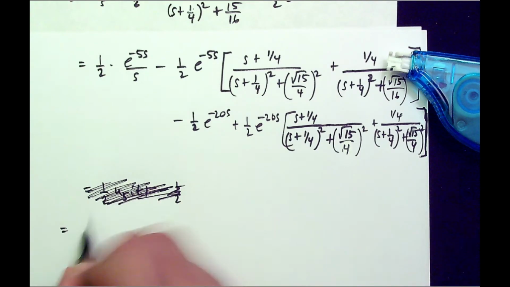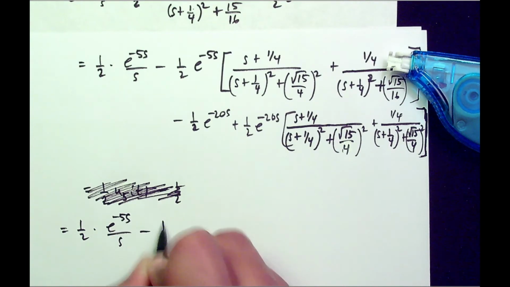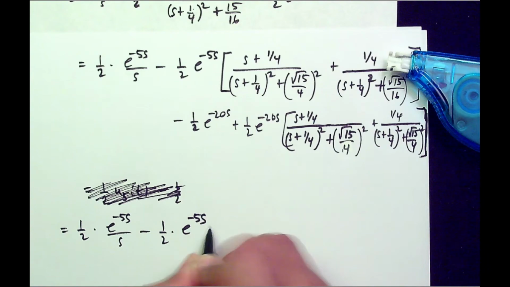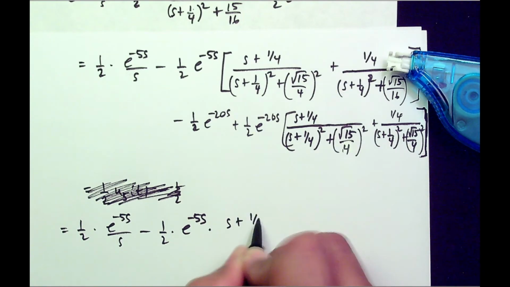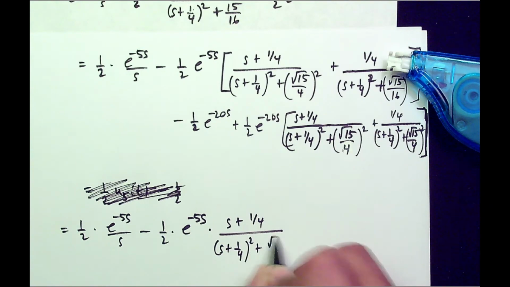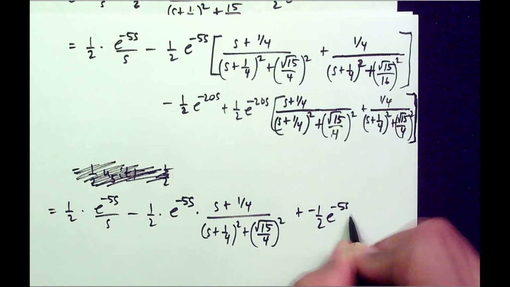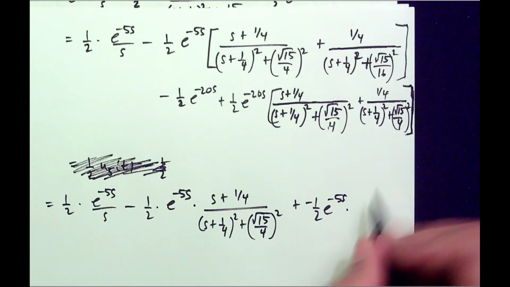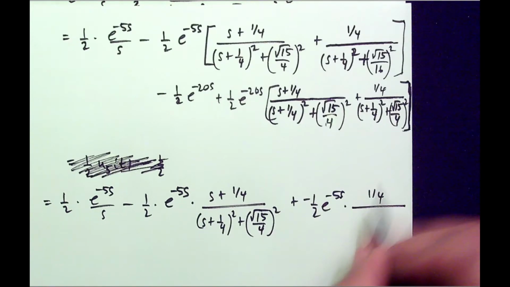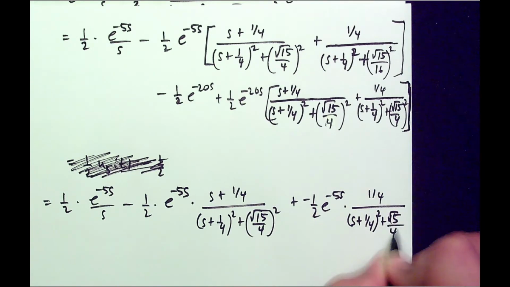It's hard to keep track of so much. So this is e to the negative 5s over s minus 1 half e to the negative 5s times (s plus a quarter), all that over (s plus 1 quarter) squared plus (square root of 15 over 4) squared plus, distributing, you're going to get negative a half e to the negative 5s times 1 quarter, all that over (s plus 1 quarter) squared plus (square root of 15 over 4) squared.